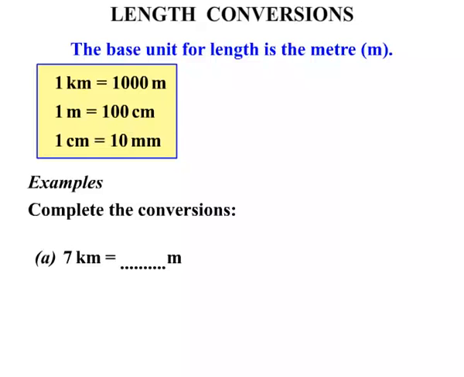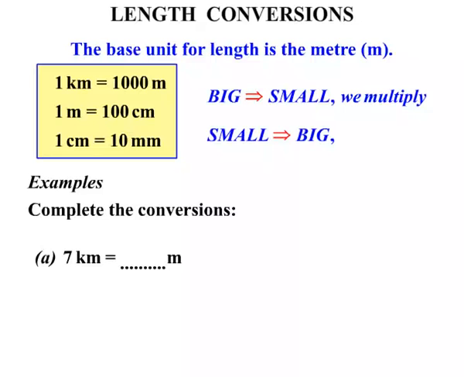The first one, 7 kilometres equals how many metres? Now some of these you'll know very easily. You'll just know the answer without thinking too much about it. But I'm going to go through the technique because we sometimes will get some harder numbers to deal with. So, a couple of things. If we change a bigger unit to a smaller one, we multiply. And the reverse, if we're changing from a smaller unit to a bigger one, we divide.